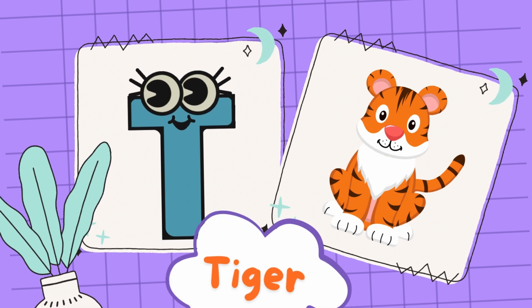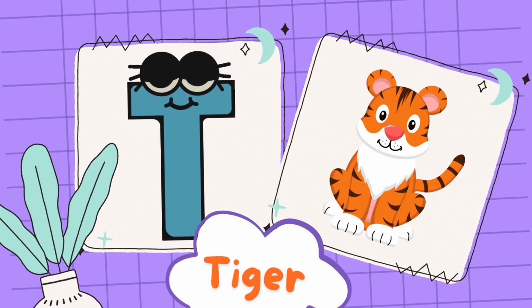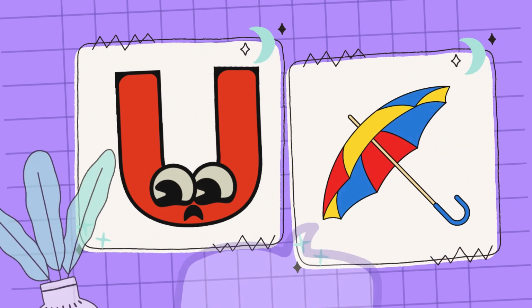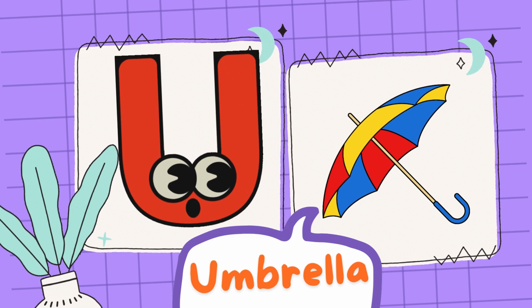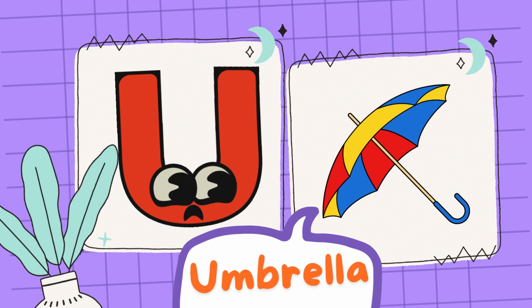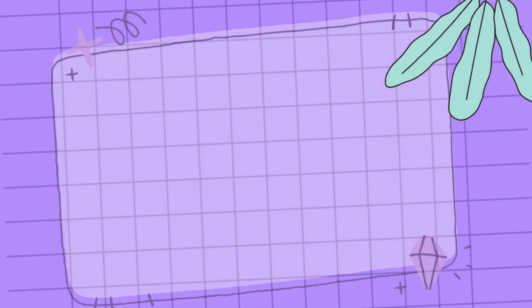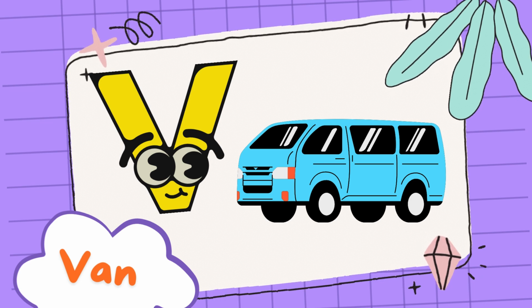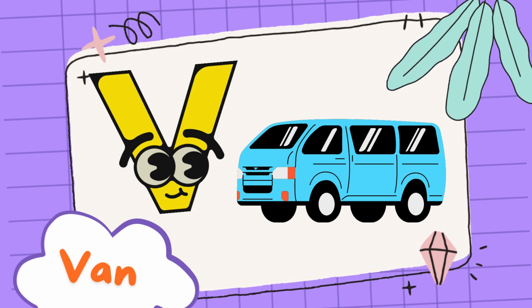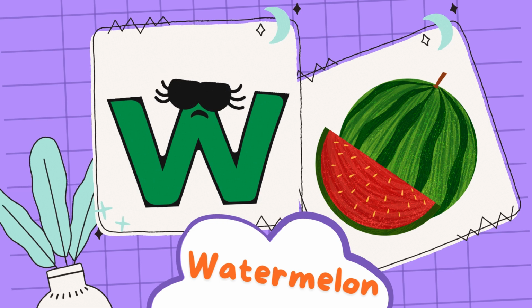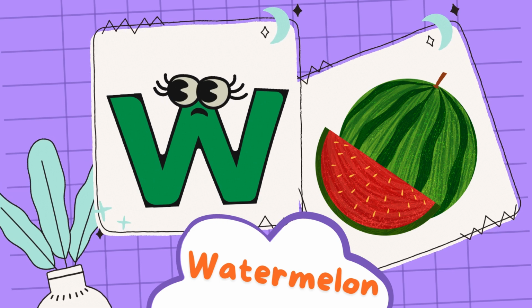T for tiger. U for umbrella. V for van. W for watermelon.